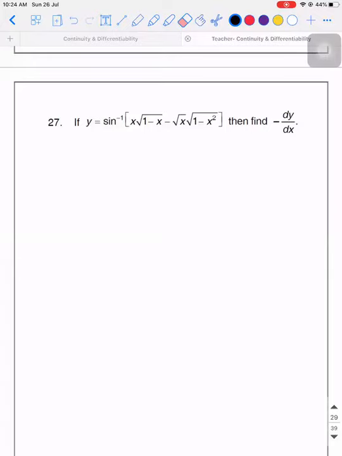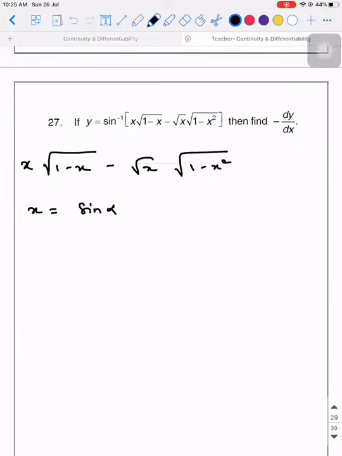Okay. See, x into root of 1 minus x minus root x into root of 1 minus x square. Right? So here you have two things. x I substitute as sin alpha. Root x I substitute as cos alpha. Observe.